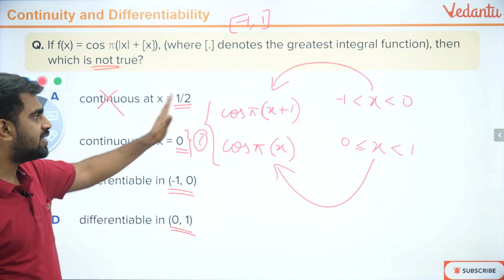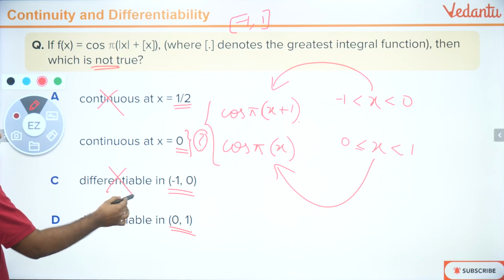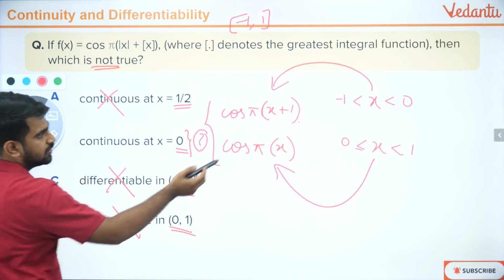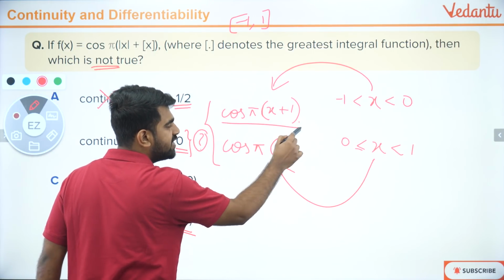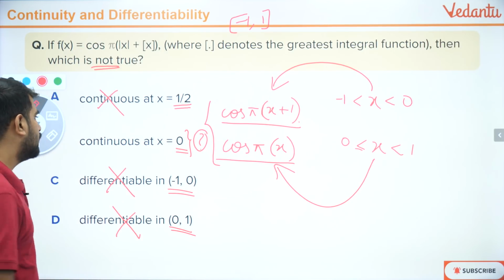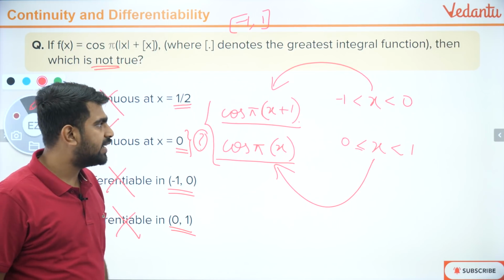Okay, so it is obviously differentiable and continuous. So this is also true, so it is not correct. Differentiable in 0 to 1, of course this is also true, because if it is differentiable and continuous here, it will be differentiable and continuous here as well in that particular interval. So naturally my option B is correct, but let's try to solve it and check it.